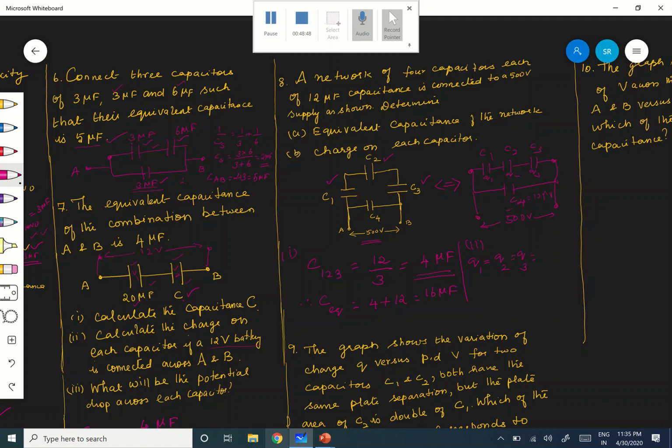Charge is capacitance C into V, right? Which C is there in this? What is the net of all three? What is our C1, C2, C3 when put together? What is the capacitance? C123, right? C123.